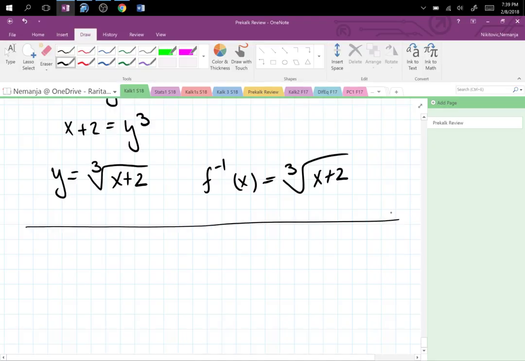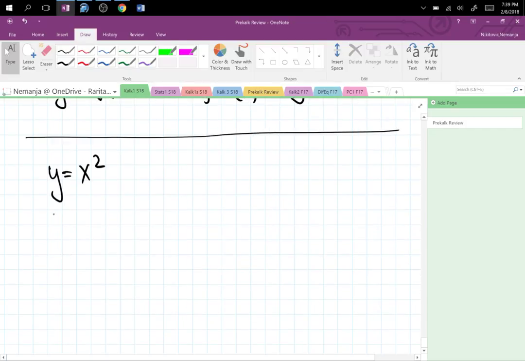But sometimes we run into trouble. When your function is y equals x squared, and you swap domain and range to get x equals y squared, and you apply square root to both sides, you have to put plus minus. You get now that y is equal to plus minus square root of x, and that thing is not a function.